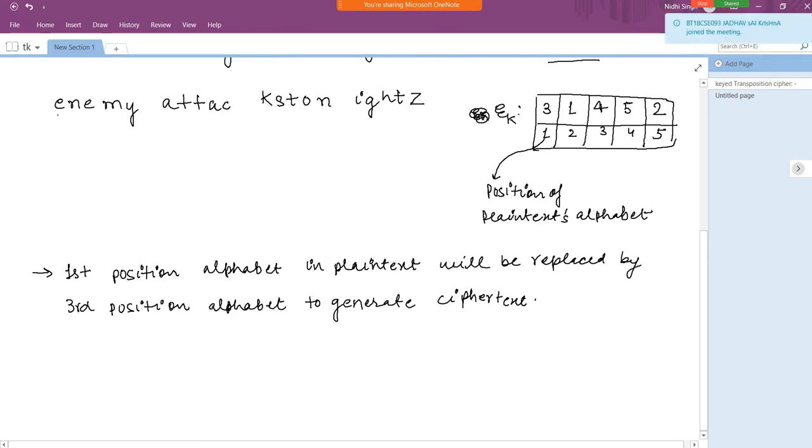So first do the indexing. So this one is 1, 2, 3, 4, 5, because these are separate blocks now. In my case, my plain text is divided into 4 equal size blocks and each block has 5 alphabets. So first position, what will be my ciphertext?